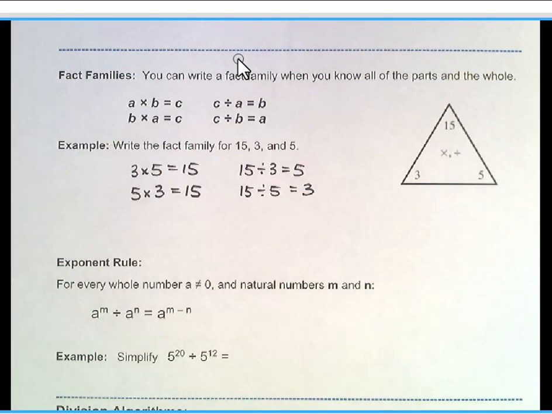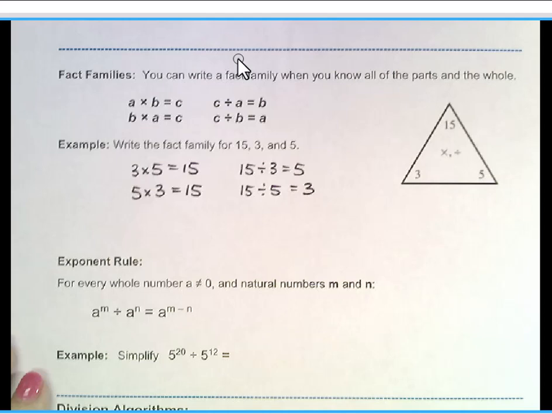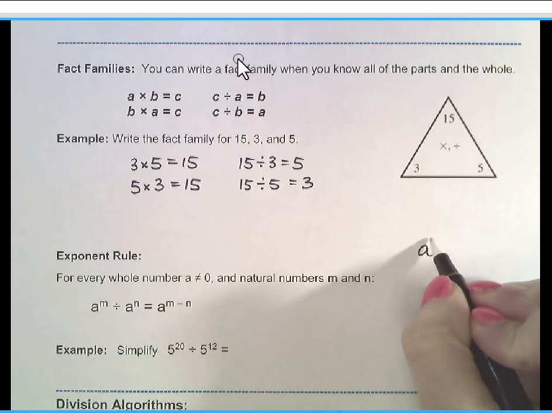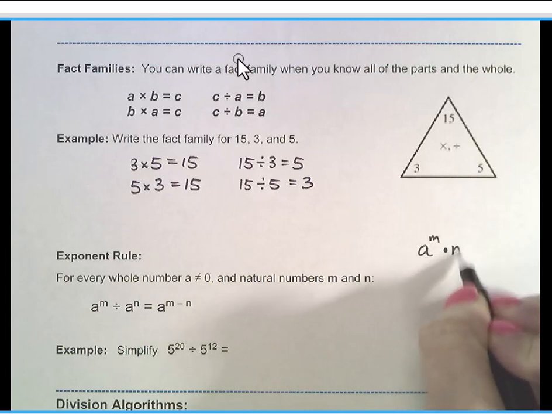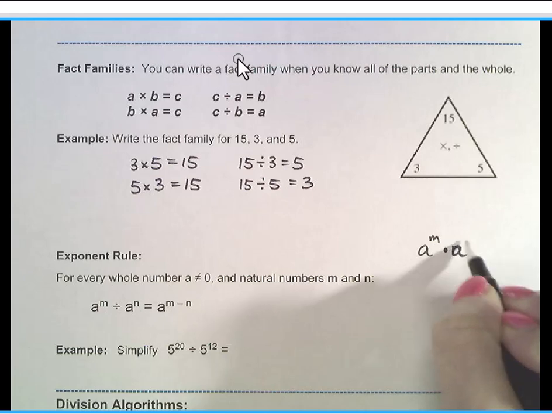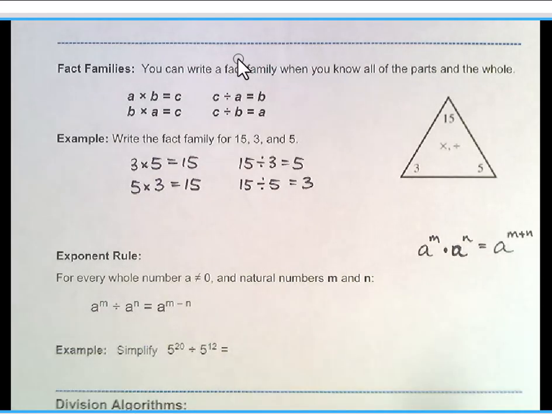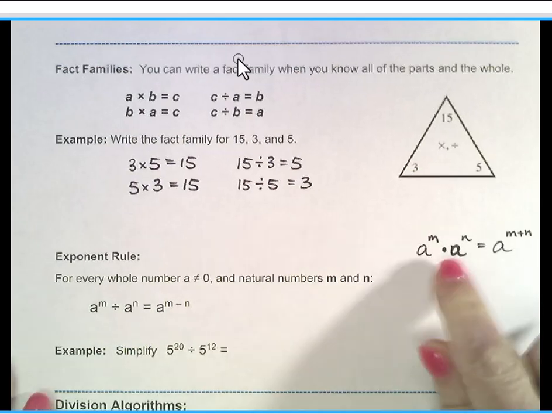So pretty easy to come up with the 4 members of the fact family, and it's very similar to how we did it with addition and subtraction. And then we're going to throw in an extra little exponent rule here. And that is, we talked about how if you are multiplying like bases, you would add the powers. So we said if you had a to the m times a to the n, that would be add the powers. We'll do just the opposite, or the inverse.